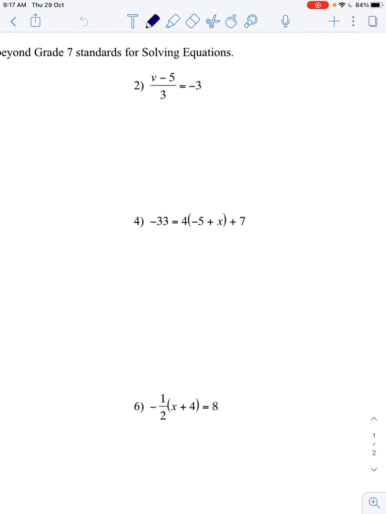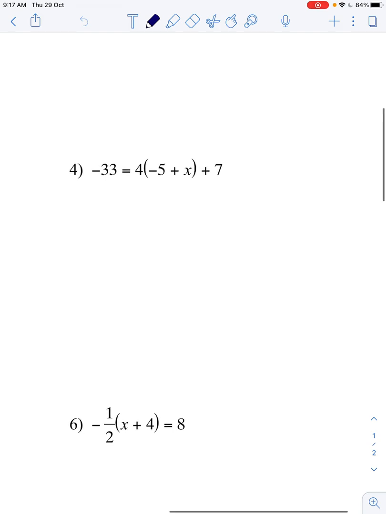So let's zoom in on number 4 here. Now, if you notice, number 4, there's just one variable. It's on the right side. What makes this different is I've got to do a little bit of simplifying first. So let's just pretend like that negative 33 isn't there. I'm just going to cross that out.